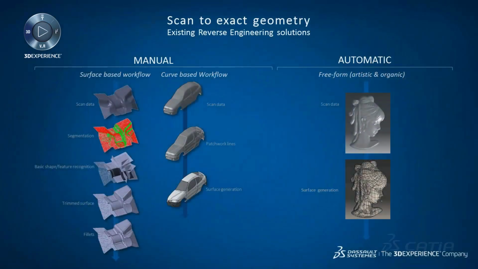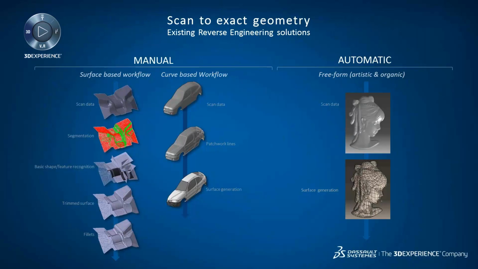To introduce this topic, have a look at the three reverse engineering existing methodologies on the market. There are two manual methods and one automatic. The first manual method, mostly dedicated to mechanical parts, is named surface-based workflow or untrim approach. After a scan of the data and a zone segmentation, you can get the basic shapes and features based on automatic recognition. Continue in trimming surfaces and can add fillets.